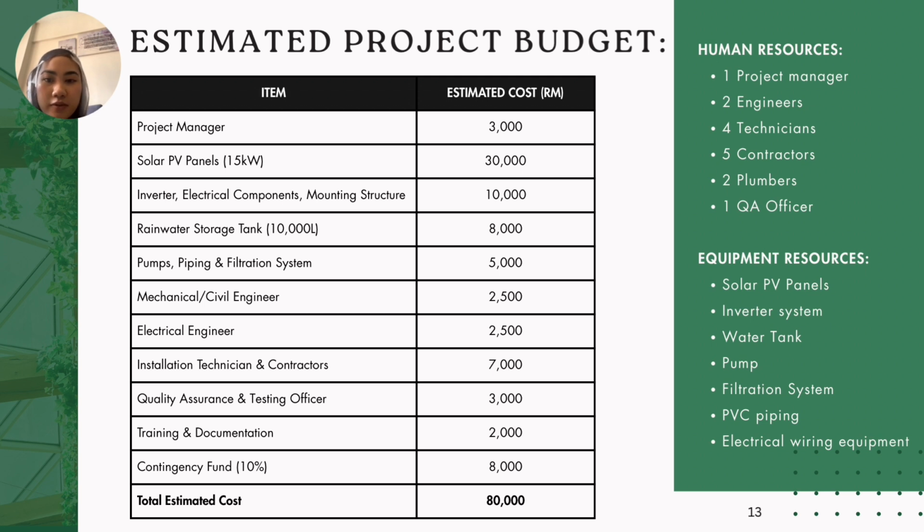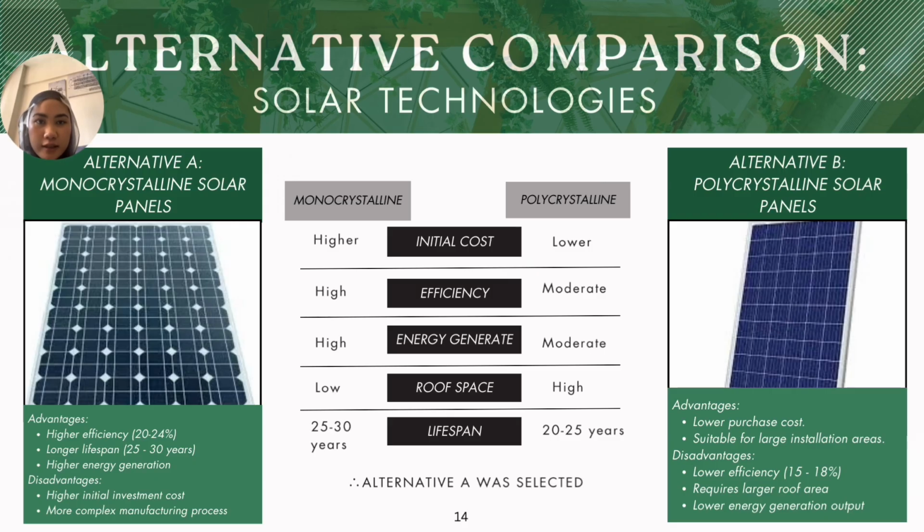Okay, and you can see here we also have a contingency fund of 10% of the total estimated cost, which is 8,000 ringgit. The next part of the slide also has the human resources that we need in this project. Okay, next we have the alternative comparison in this project.